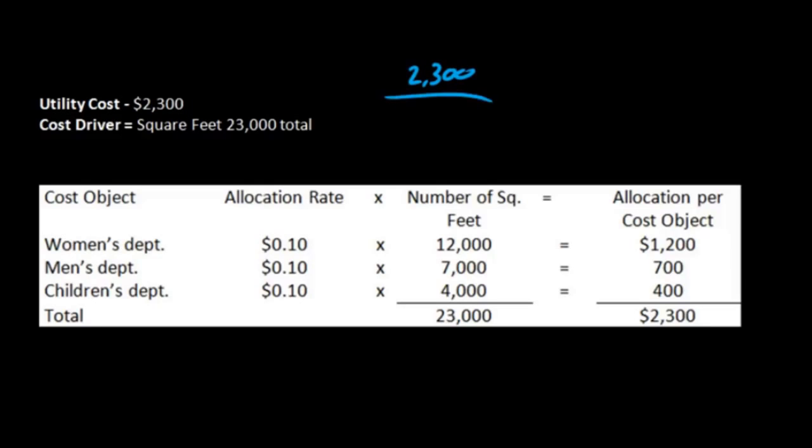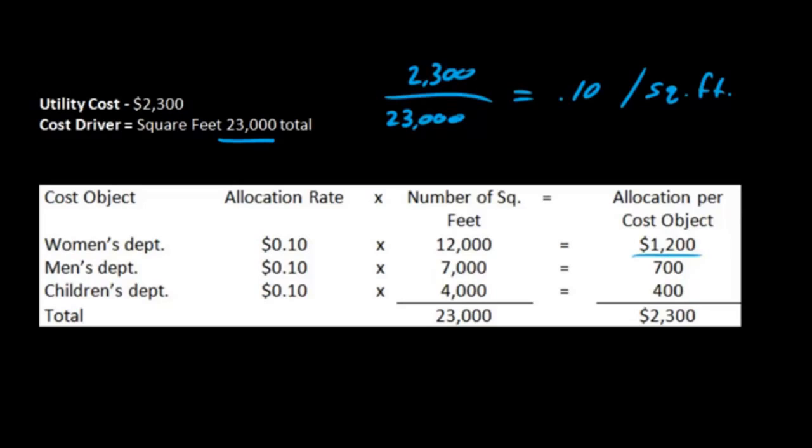This cost driver is 23,000 in total for the whole building, and so that gives us $0.10 per square foot. And we know we're going to allocate it based on the square footage. So every square foot that the department takes up, they're going to be allocated 10 cents.